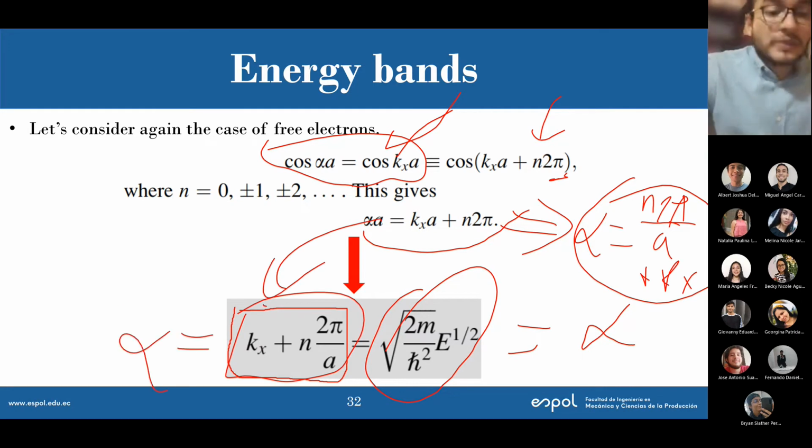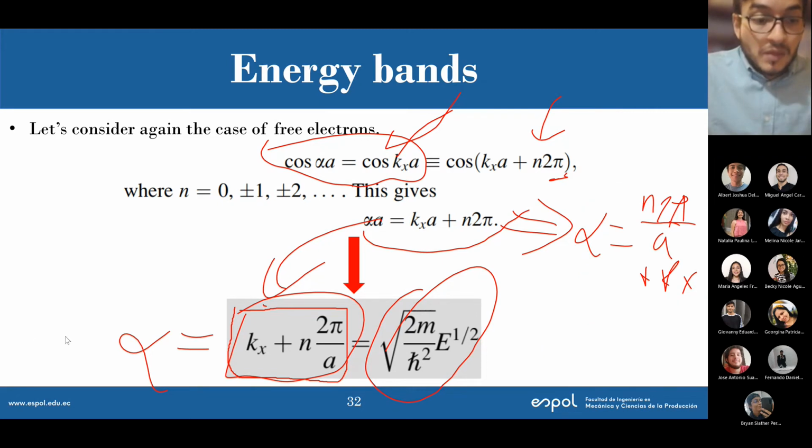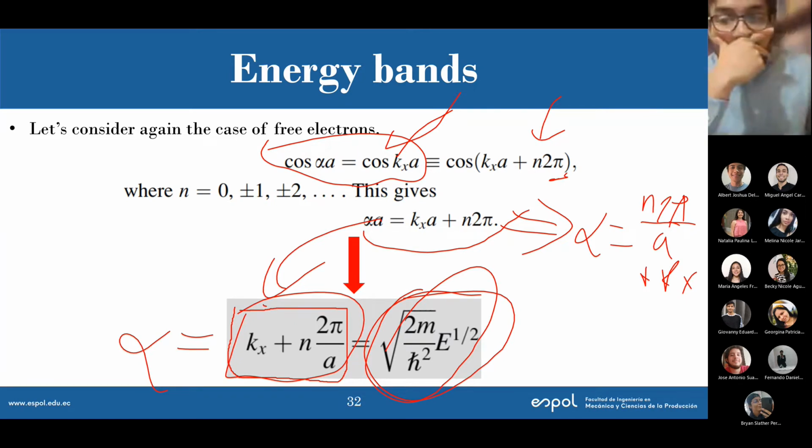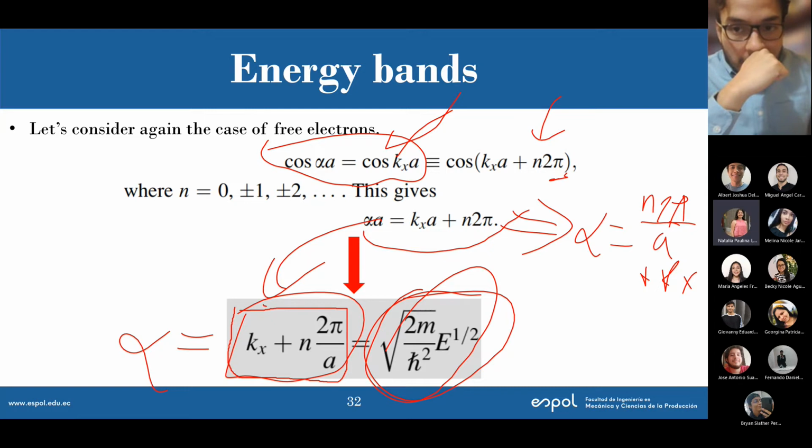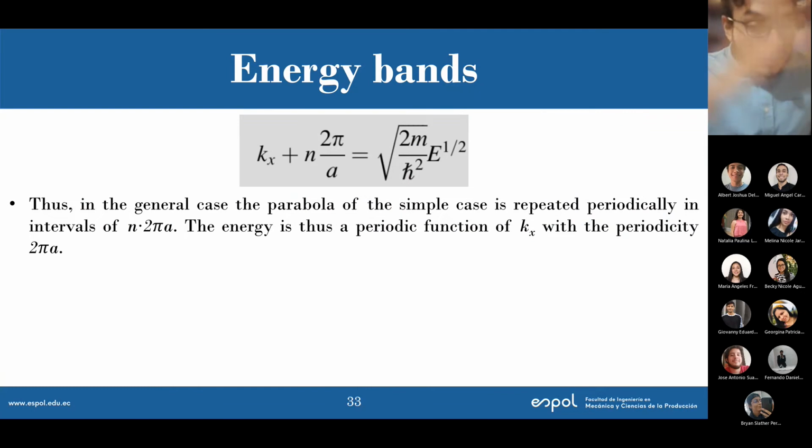Alpha is equal to that, and we know that for the free electron case, alpha is also equal to this, right? Remember that was already taught in last class. Do we all follow that, guys? Is that clear so far? Yeah, it's clear.